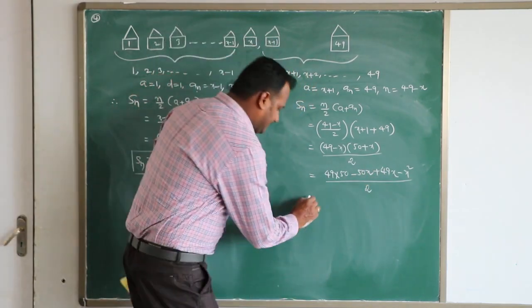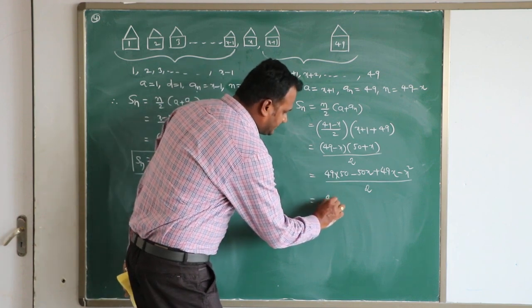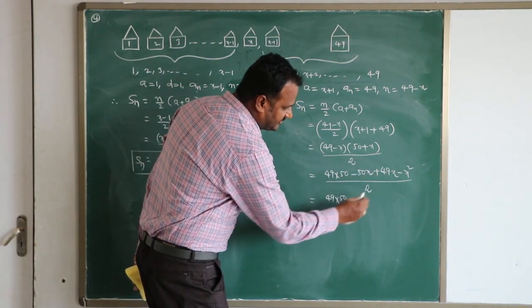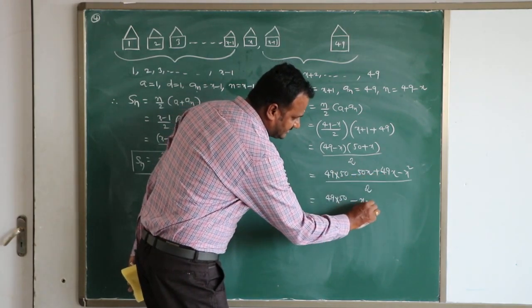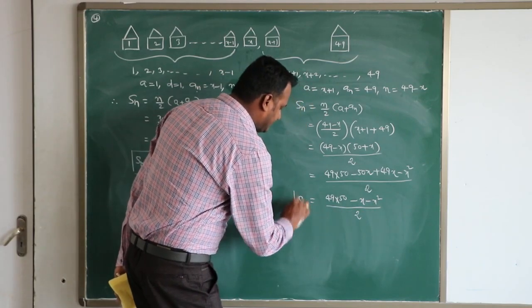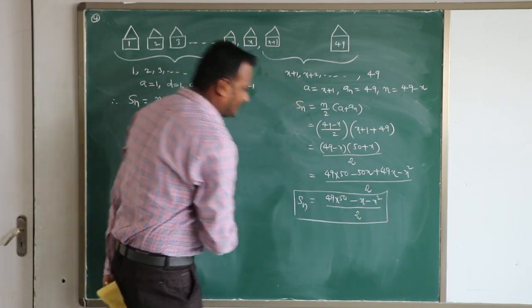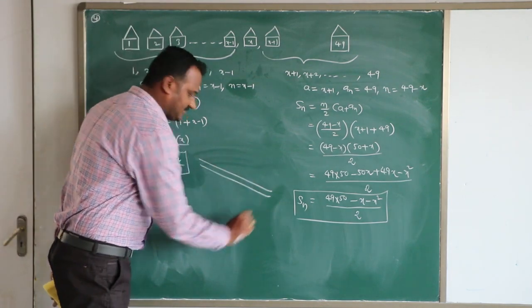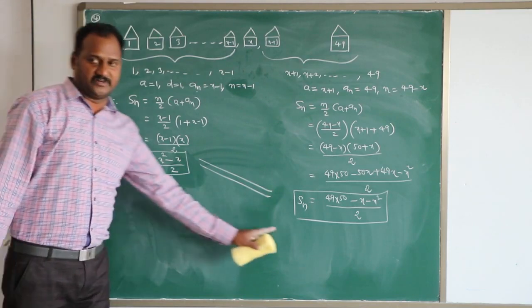Clear? That implies this is 49 into 50, minus 50x plus 49x, which is equal to how much? Minus x square, whole divided by 2. So this is Sn of the second arithmetic progression. But according to the given problem, these two are equal. So you will have to equate both of them.